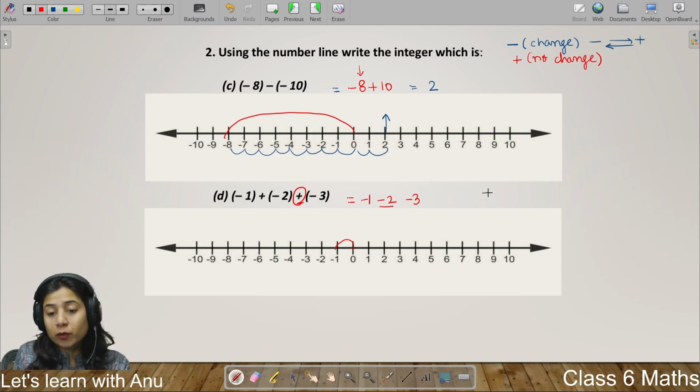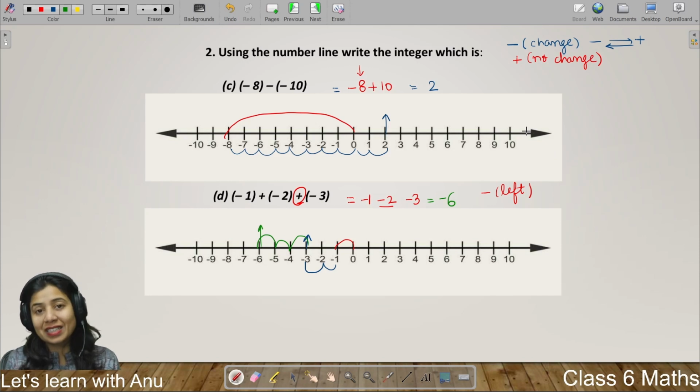Then it's -2. Minus means we are going to move in which direction, class? Left direction. How many steps? 2 steps. So it is 1 and 2. Now, third number is -3 again. So again I have to move in left direction. How many steps? 3 steps. 1, 2 and 3. So the answer comes out to -6. I hope everyone is clear about it.